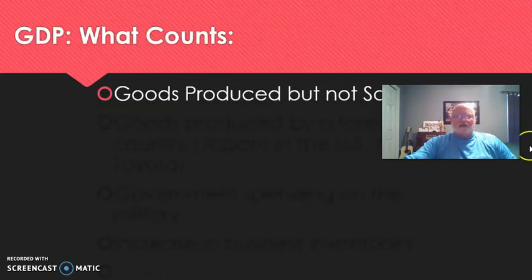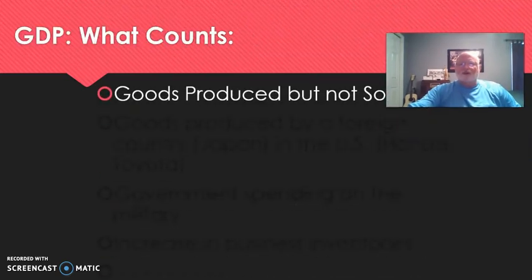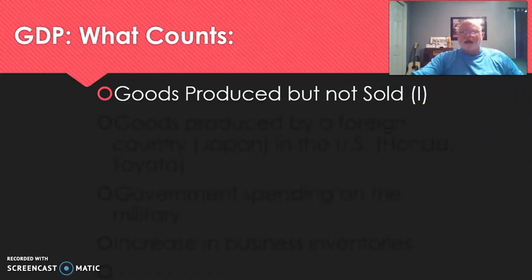All right, here's what counts. If a good is produced but not sold, I think the I there stands for inventory. A lot of confusion about inventory. And if you can see an inventory question, I'm going to try and work one in on Friday's test. I think of these as kind of hard.